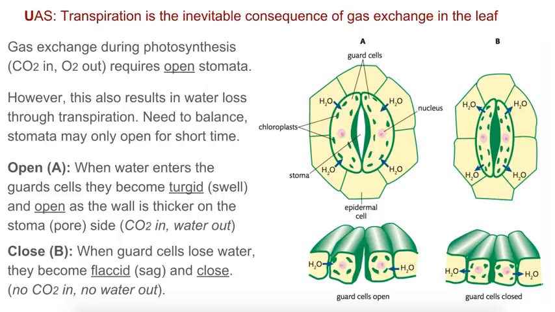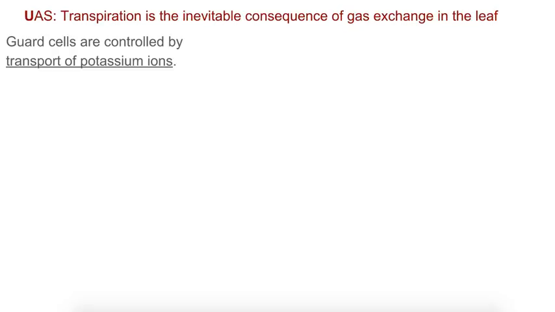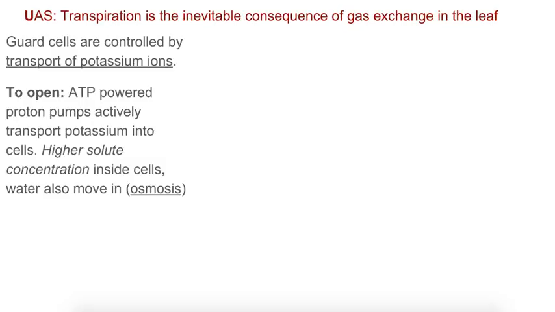Now we'll go a little bit further here and look at why those stomata will actually open or close, why the guard cells fill with water or do not. Guard cells are essentially controlled by the transport of potassium ions, and this is all related to osmosis and diffusion. To open, ATP-powered proton pumps actively transport potassium into cells. So this is an ATP or energy requiring process.